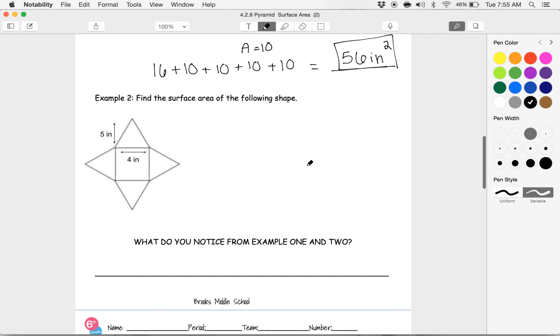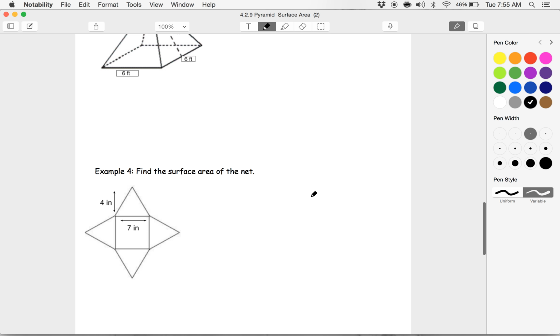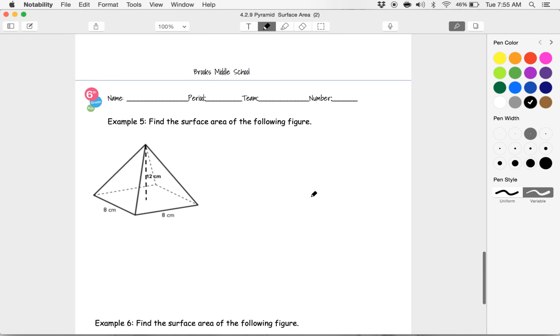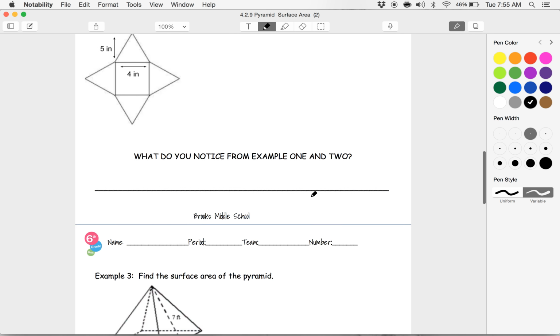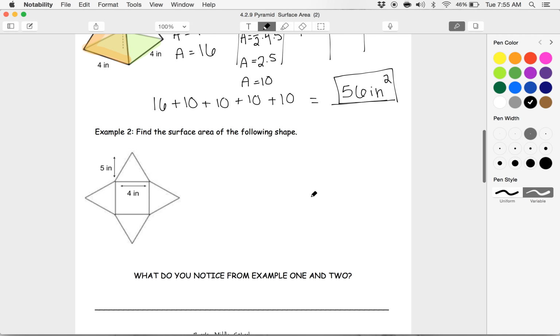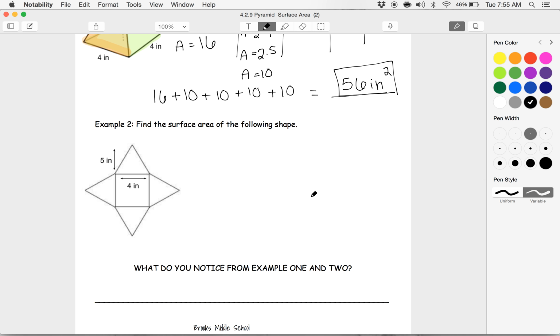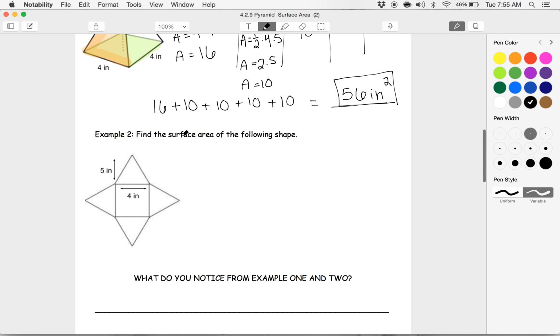Okay, so we're going to do another example and a couple other examples as we go through. That way we got tons of examples to make us feel comfortable with these. Okay, all right, so example 2. Find the surface area of the following shape. Okay, so this one's interesting because it's kind of all laid out for us. It's already flat. So I can really easily see, though, I still have a square.